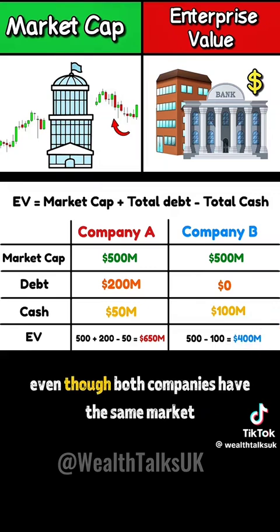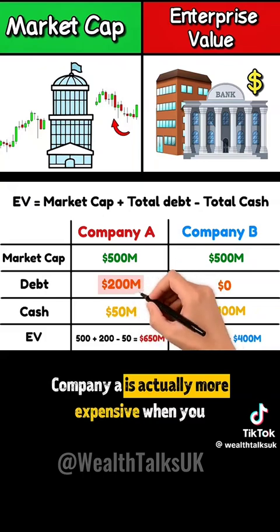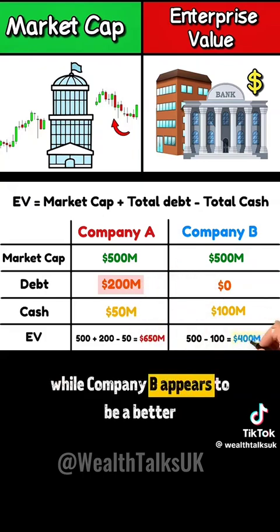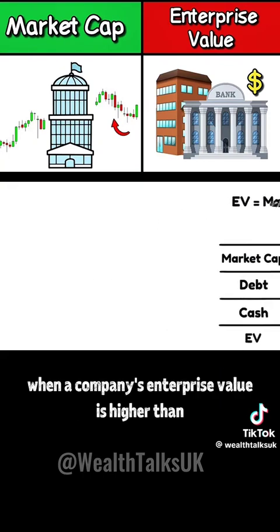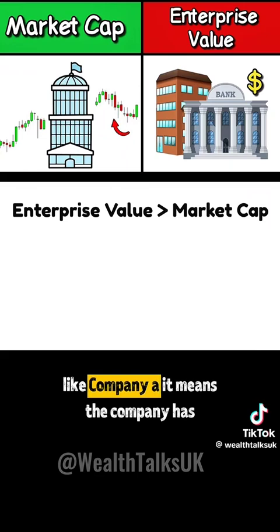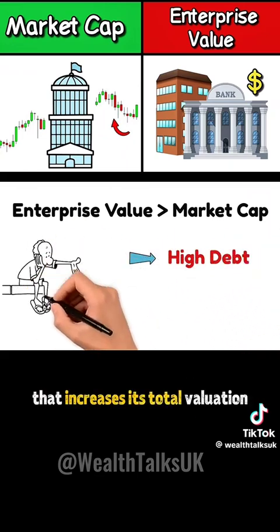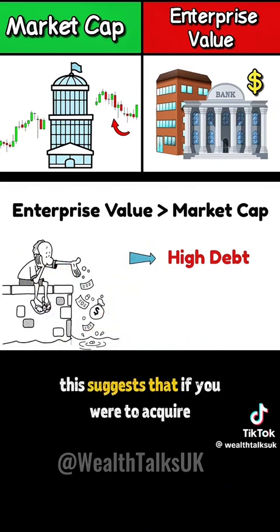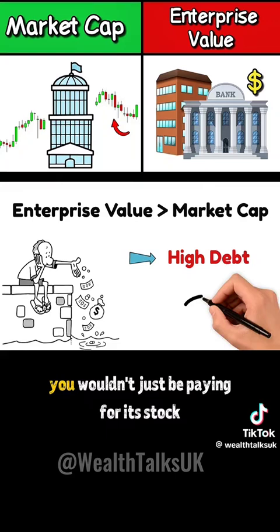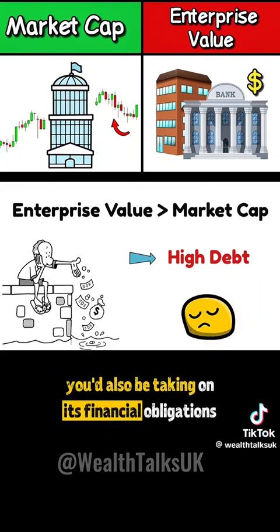Even though both companies have the same market cap, Company A is actually more expensive when you factor in its debt, while Company B appears to be a better deal. When a company's enterprise value is higher than its market cap, like Company A, it means the company has significant debt that increases its total valuation. This suggests that if you were to acquire the company, you wouldn't just be paying for its stock, you'd also be taking on its financial obligations.